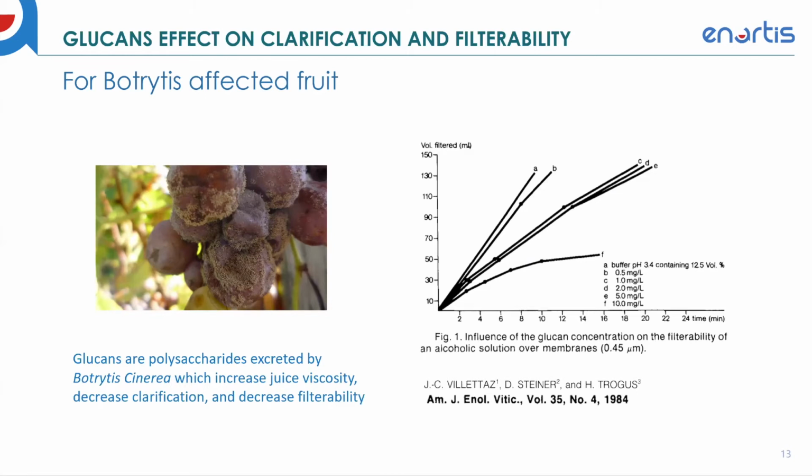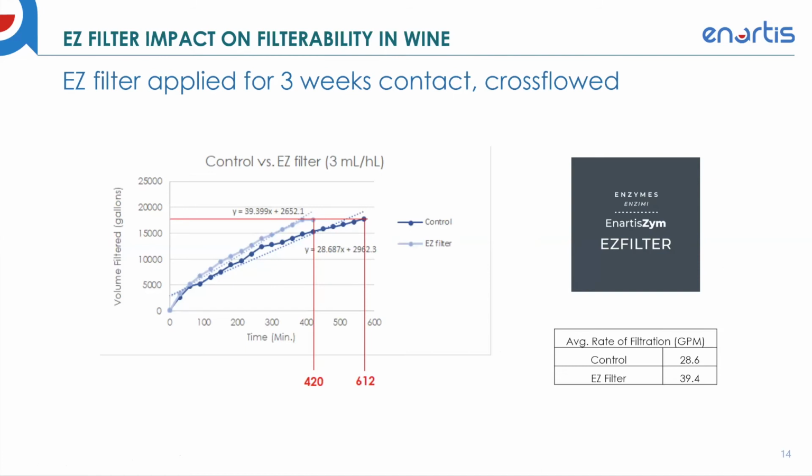Over here on the right is the effect of different concentrations of glucans on the amount of filterable wine. And you can see that as we increase the amount of glucans, we decrease the filterability. So trying to deal with those glucans is important. One tool that we can use for that is glucanase enzyme. We just came out with a new enzyme specifically for this purpose. It's called Zyme Easy Filter.